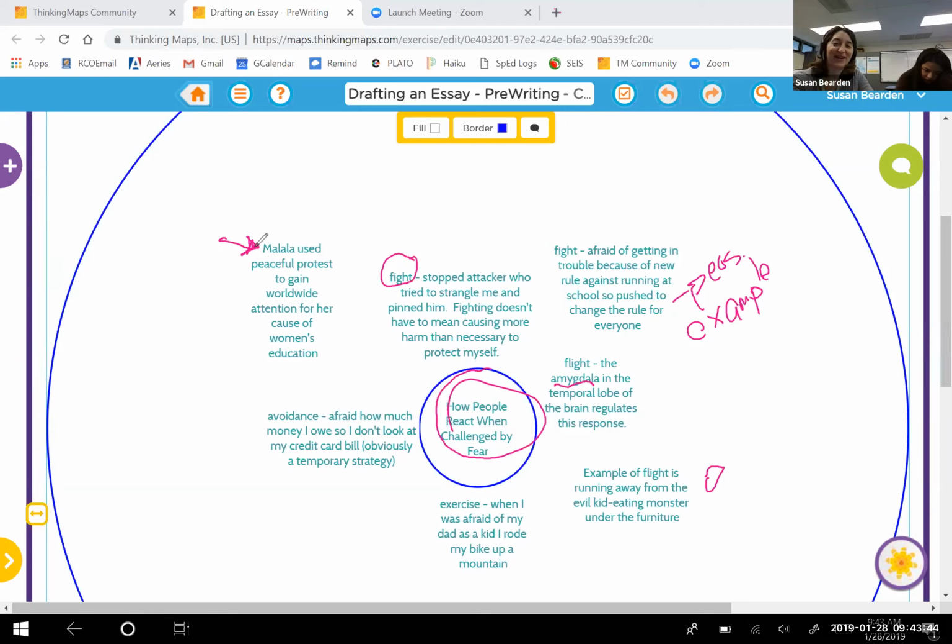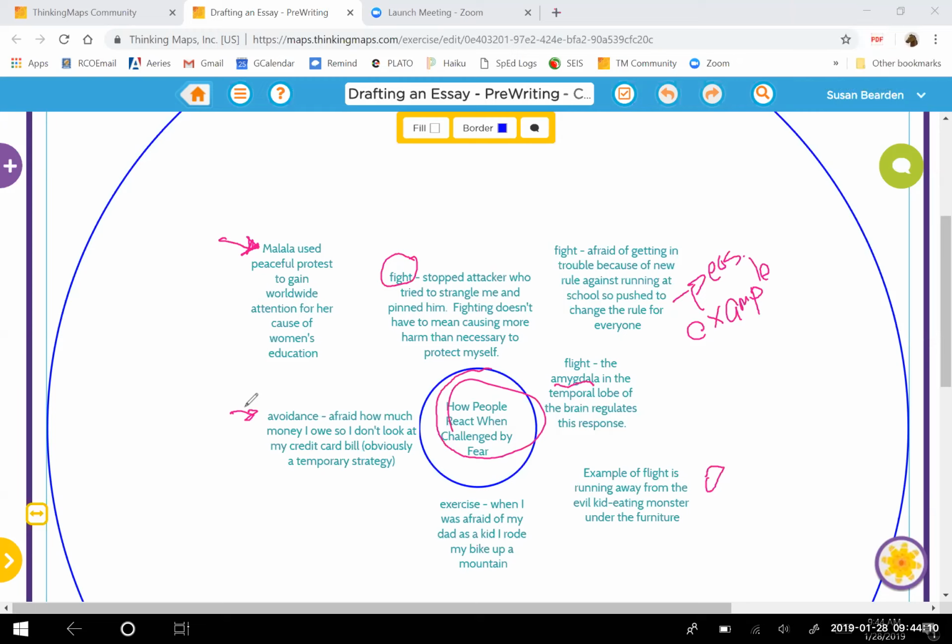And then I had another idea of how people might react: sometimes when I'm afraid of stuff, I avoid it. So I just put a quick note about me. I was afraid of how much money I owe on my credit card, so I'm kind of not looking. I'm just not going to open the account to find out how bad it is. So avoidance is definitely one way to react to fear.